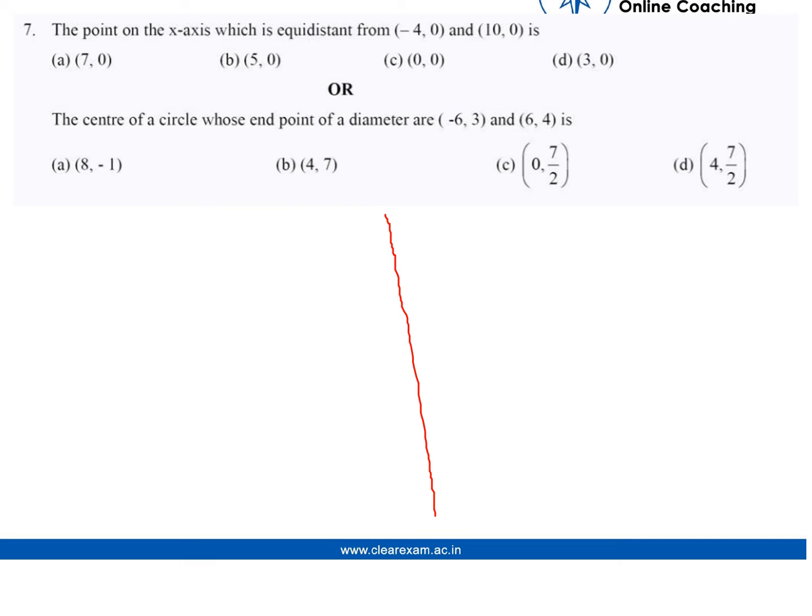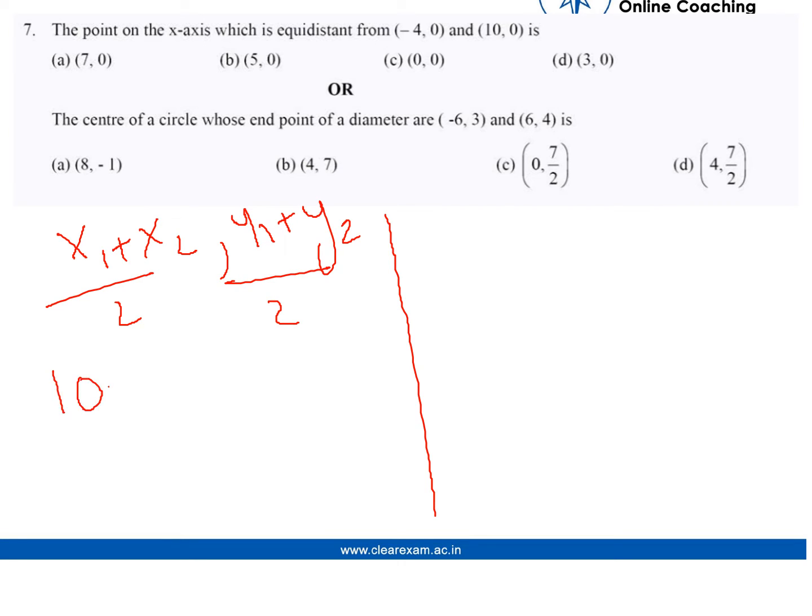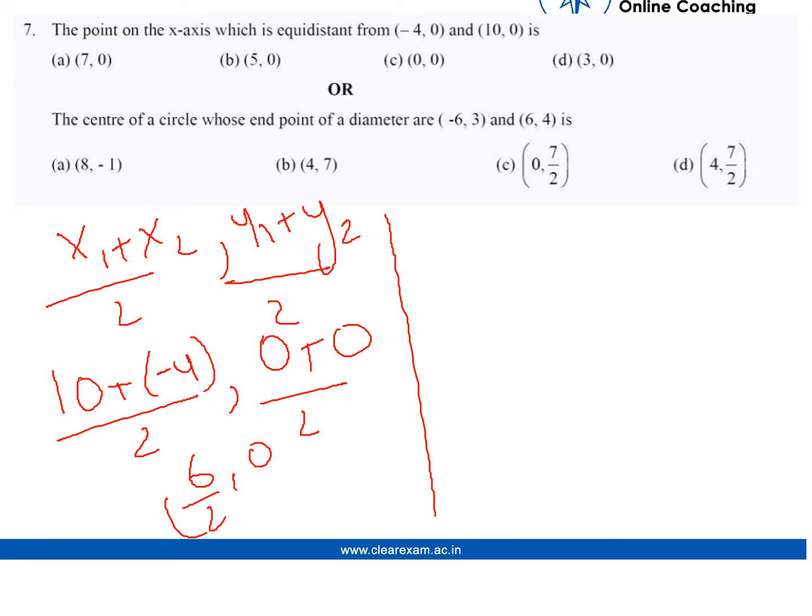So equidistance or midpoint formula is (x1 plus x2)/2 and (y1 plus y2)/2. From here x1 is 10 plus (-4) by 2, y1 is 0, y2 is 0 by 2. From here 6 by 2 comma 0 or (3, 0). So the answer for the first part of OR is D, (3, 0).